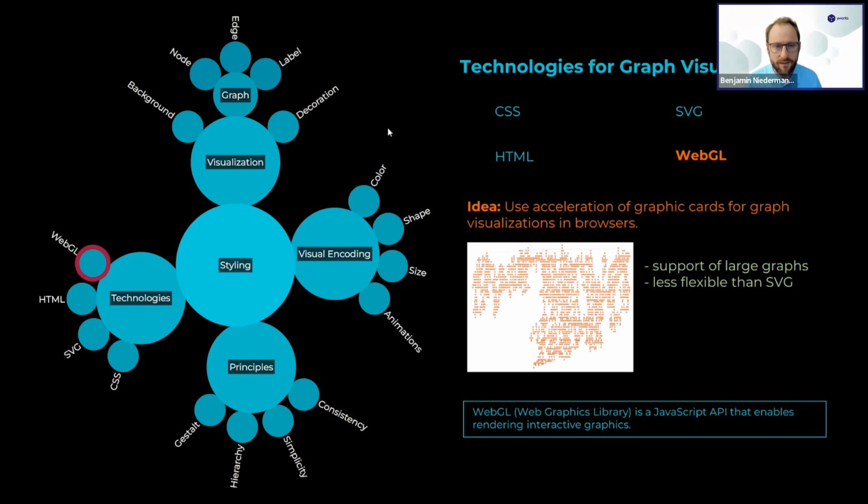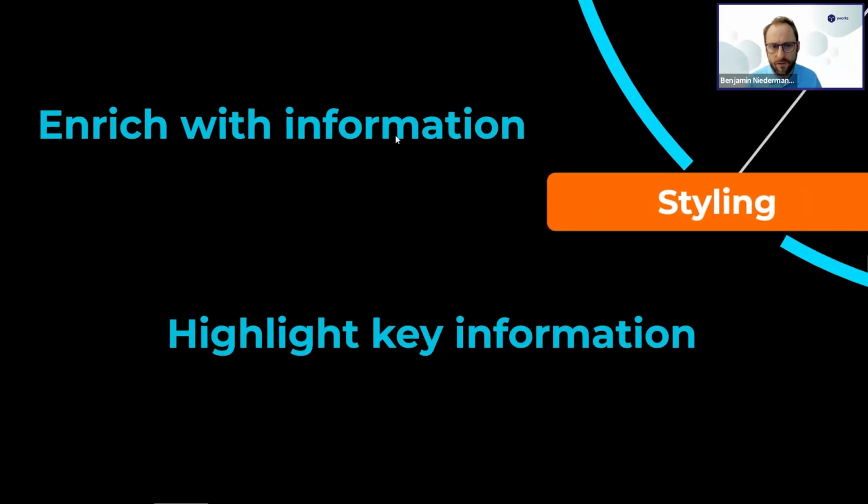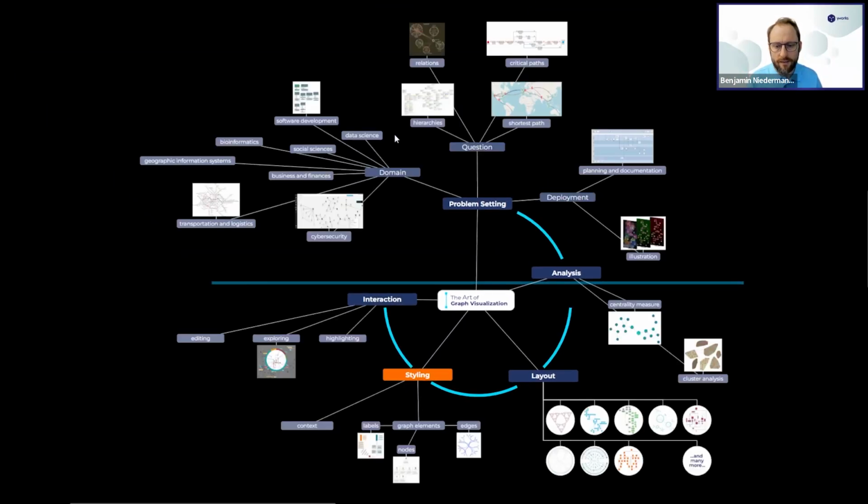Yeah, and with this, I would like to wrap up the styling part. What you've learned is that styling is not only about making a graph visualization beautiful by choosing nice colors and so on, but more about using styling as a tool to enrich your graph visualization with further information and highlight key information. So it's a really strong tool that you can use to enhance your graph visualization. Yeah, this concludes the styling part.